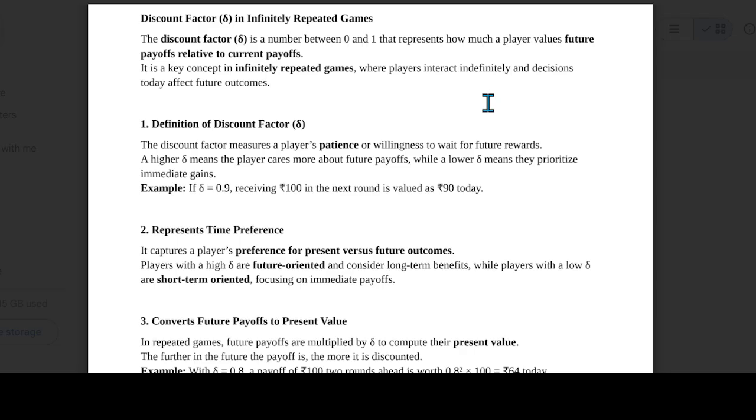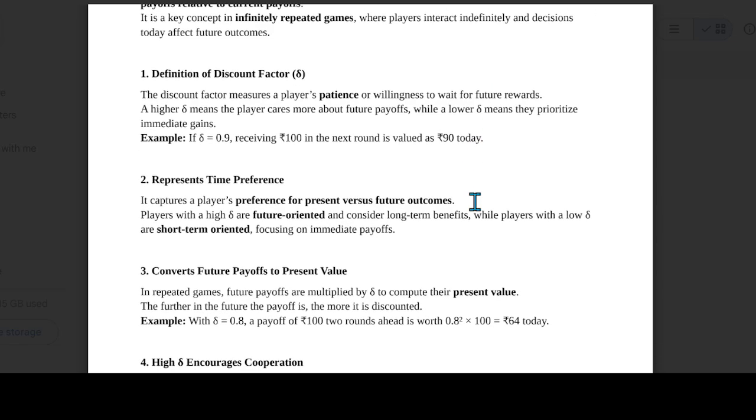Now, what does the discount factor mean? A discount factor shows how patient a player is. What does it represent? It represents how patient a player is. If it shows a high value, the player will wait for future rewards. The player is willing to be patient and wait for future rewards. If it is low, the player is going to take its rewards today. It is not going to care about tomorrow. It is going to take the quickest possible satisfaction route.